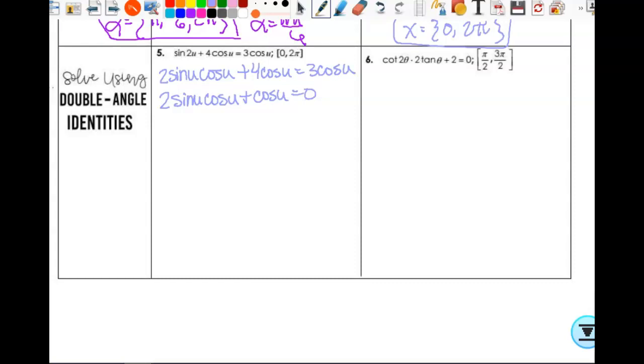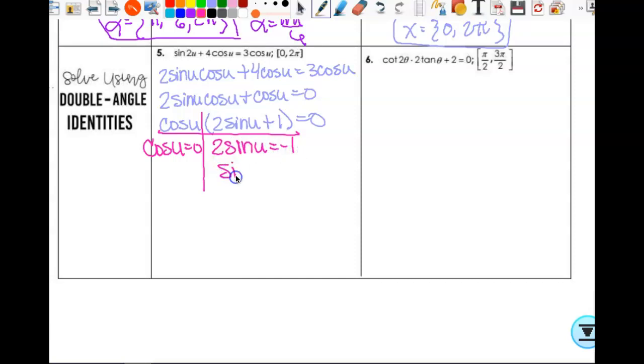So now, do I have a GCF? Yes. So I can factor out my GCF. I have cosine u. I'll multiply that by 2 sine u plus 1 equals 0. So even though they were mixed, now when I have my zero product property, they're no longer mixed, and that's okay. All right, so here I have cosine u equals 0, and I have 2 sine u equals -1, which means sine u equals -1/2.